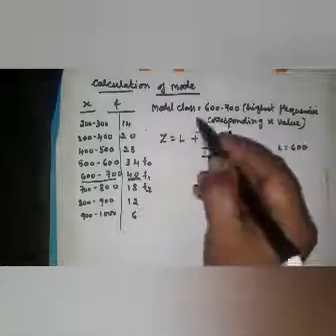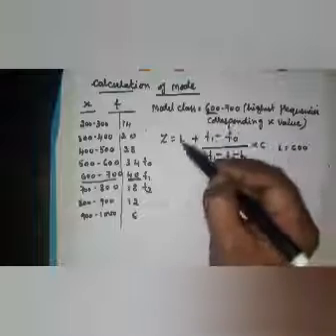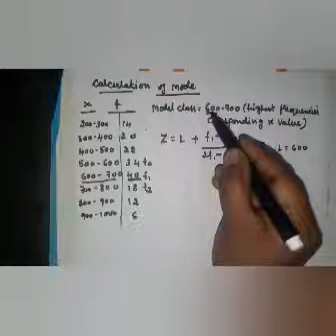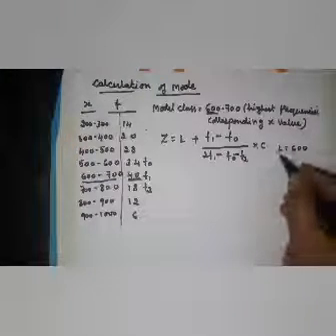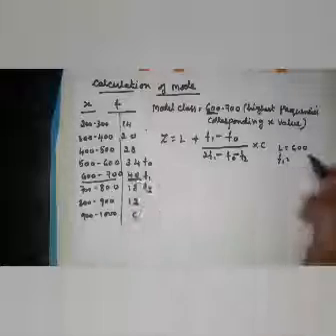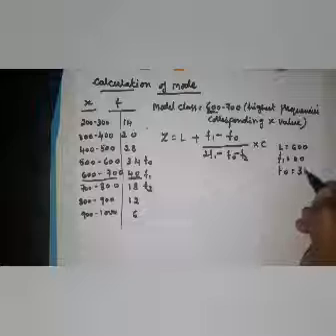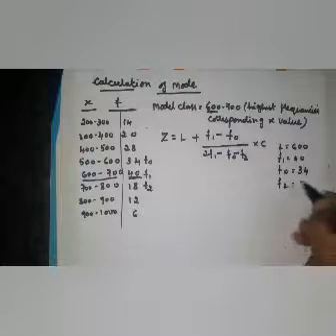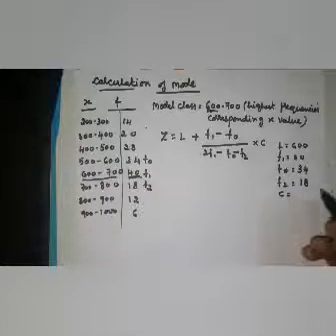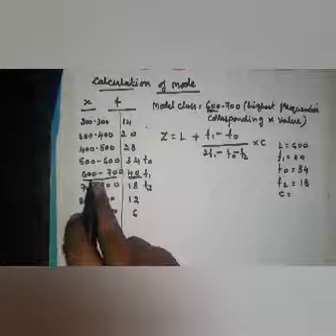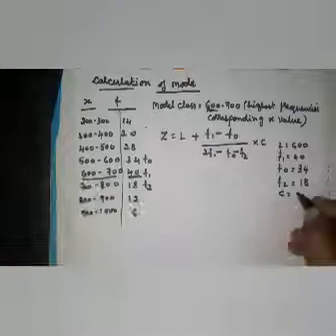L means the lower limit of the modal class, so L is equal to 600. F1 is equal to 40, F0 is equal to 34, F2 is equal to 18. The next one is C, the class width of the modal class 600 to 700, that is 100. So C is 100.